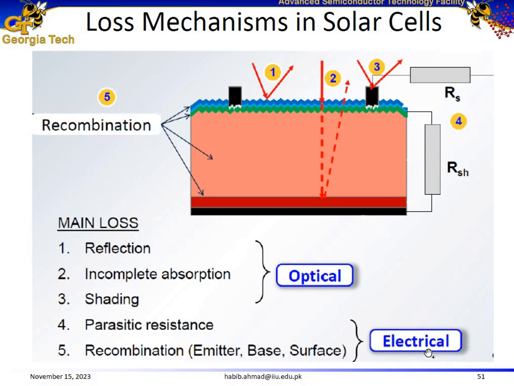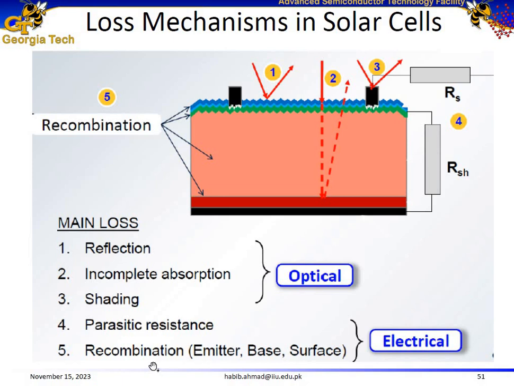Electrical losses come from parasitic resistance, from the series and shunt resistance, and also from recombination of carriers.